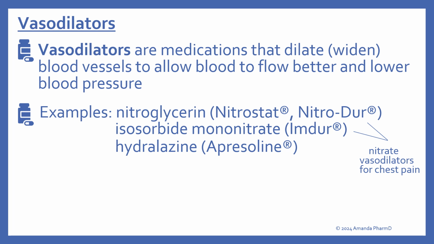Next are the vasodilators. Vasodilators are medications that dilate or widen the blood vessels to allow blood to flow better and lower blood pressure. Some examples include nitroglycerin, brand name is Nitrostat or Nitro-Dur, isosorbide mononitrate, brand name is Imdur, and hydralazine, brand name is Apresoline. And I have a note here that nitroglycerin and isosorbide mononitrate are nitrate vasodilators for chest pain.